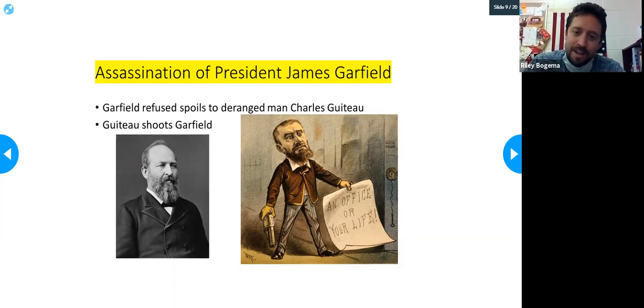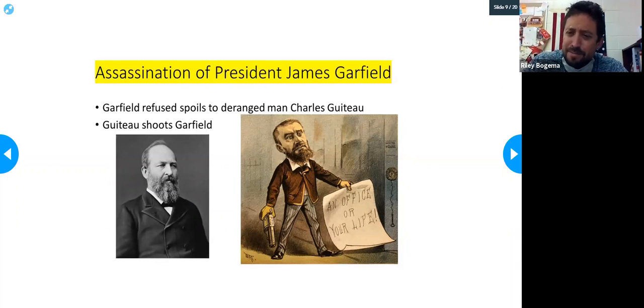So Guiteau decides that he's going to shoot Garfield and assassinate him. Garfield's at a railway station in DC waiting to get on a train, and Guiteau comes up and shoots him in the back, and it's really terrible because Garfield gets shot. He doesn't die immediately.